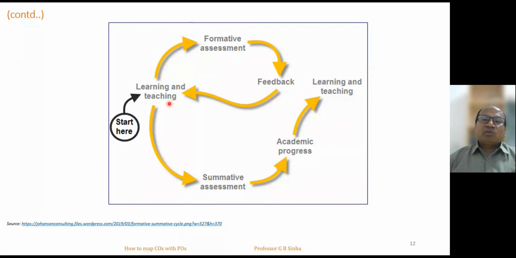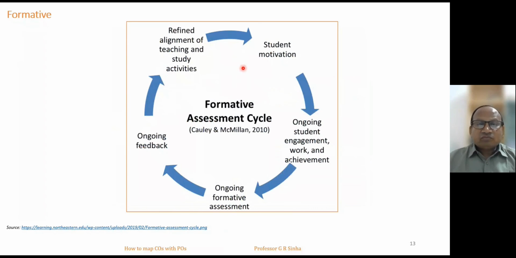You can change the teaching learning pedagogies, you can change the tools, you can change the resources, and all these can be done in order to achieve good outcomes in the students finally at the end of course. So there is a cycle of assessment suggested by Colin Macmillan 2010. The student has to be motivated in the beginning before he does the course, and then ongoing student engagement, work and achievement. The activities are ongoing.